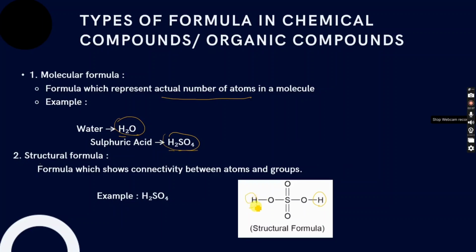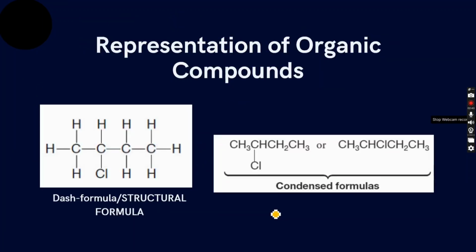In the same way, in organic compounds also we represent using structural formula or condensed formula. Two formulas are there. One is condensed, another is structural. Condensed is the short form without any bonds, and the structural formula is also known as the dash formula, where you show the bonds between the various atoms along with carbon. In this case chlorine is also there. Hydrogen, carbon, bonds between carbon atoms, then carbon and hydrogen. All those bonds are shown in the structural formula.